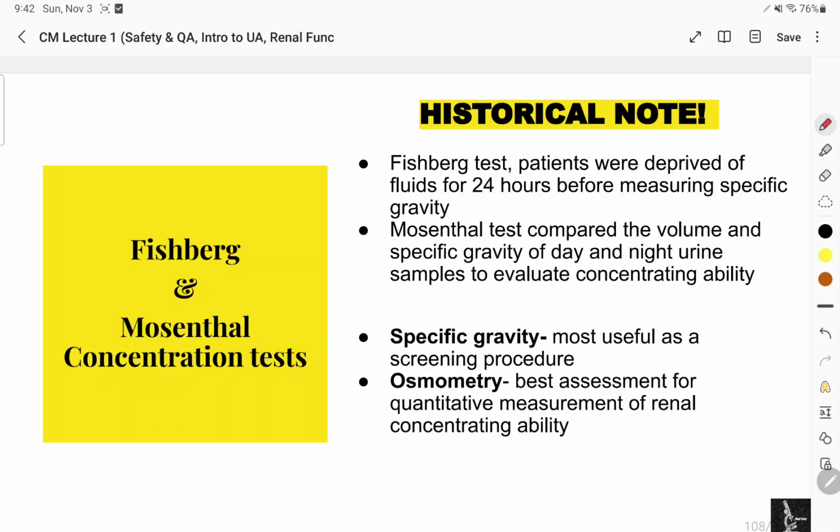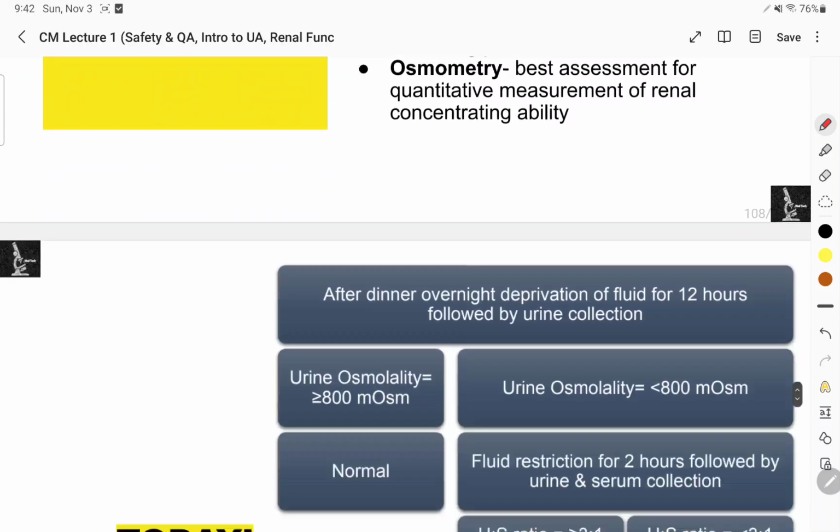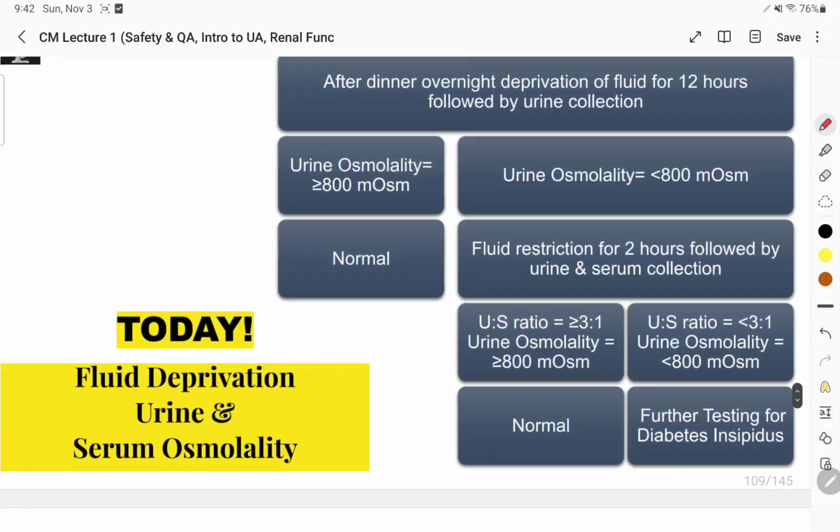Osmometry, this is the best assessment for quantitative measurement of renal concentrating ability. If you want to measure the renal concentrating ability, yun mismo, we use the osmometry, although dili ka siya gina-perform. Specific grav screening na sa reagent strip. Okay? So, today pod, naa pod tay fluid deprivation gihapon of urine and serum osmolality.